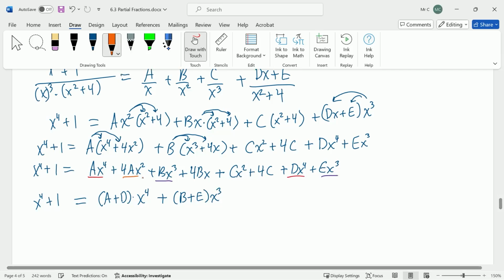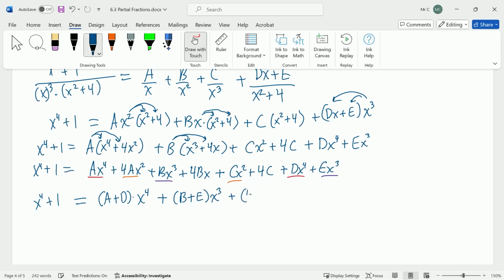And here we've got 4ax squared and cx squared. So that gives us 4a plus c times x squared. Now there's only one term with x, that's the 4bx. And one constant term, just 4c.